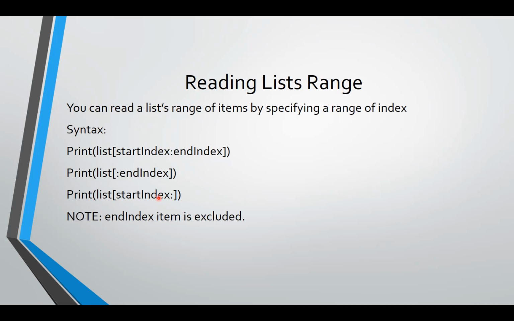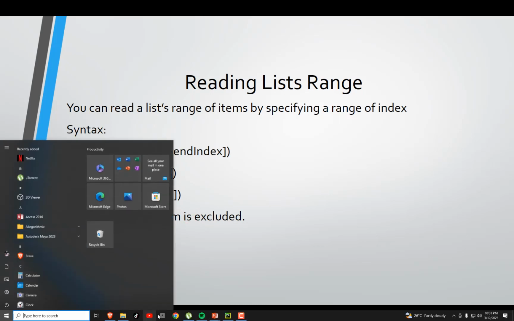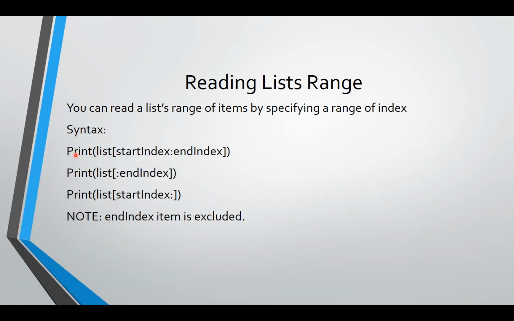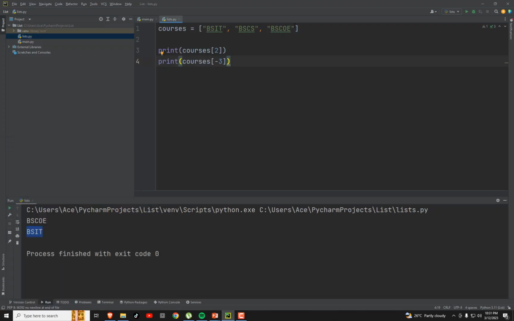If we put 3, for example, as the value, let's say 3, it will show from the start index until 3. Later on we will have an example of this for more discussion and information. So note, the end index item is excluded. For this one, for example, we're going to start with print, list, start index and end index.